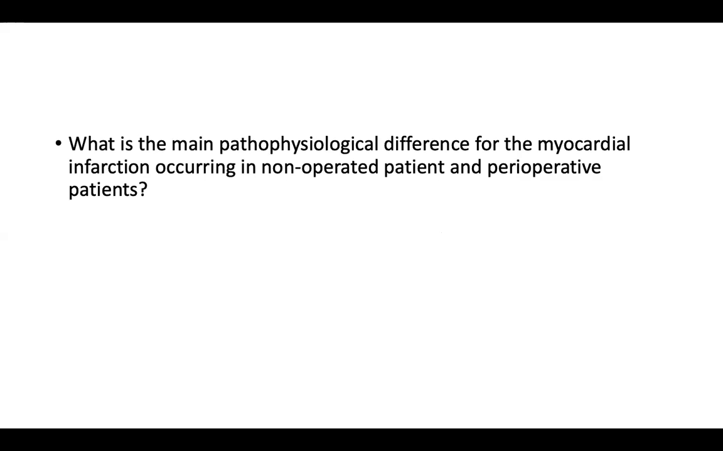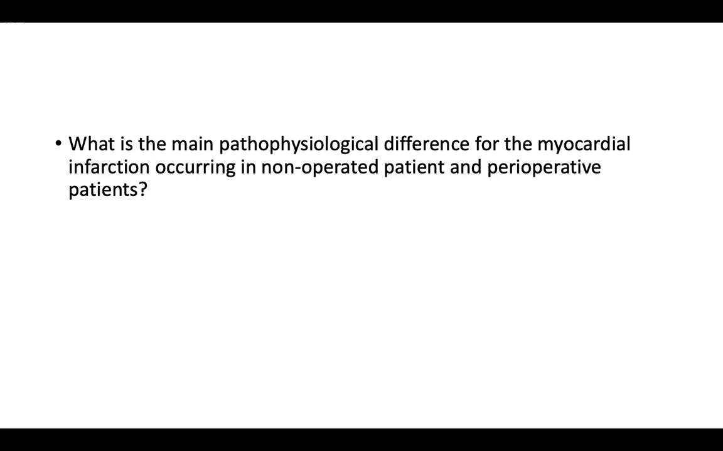Okay, sir. So what is the main pathophysiological difference for a myocardial infarction occurring in a non-operated patient and a perioperative patient? You understand this? A patient is not posted for surgery and a patient posted for surgery. Both patients are getting myocardial infarction. What is the main pathological difference between these two MIs? One of them is because of decreased myocardial oxygen supply and demand imbalance, sir. That is the intra-op, the operative patient. In the non-operative patient, that is because of thrombosis.